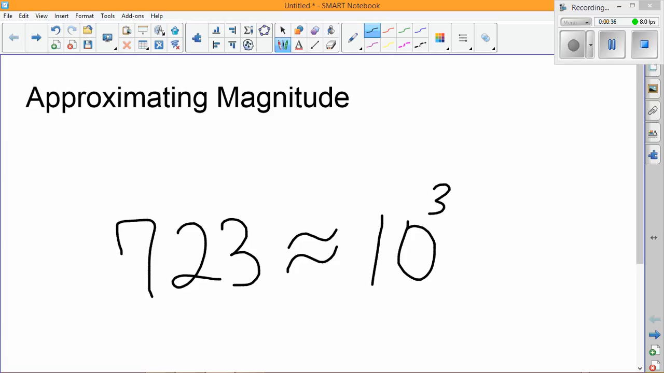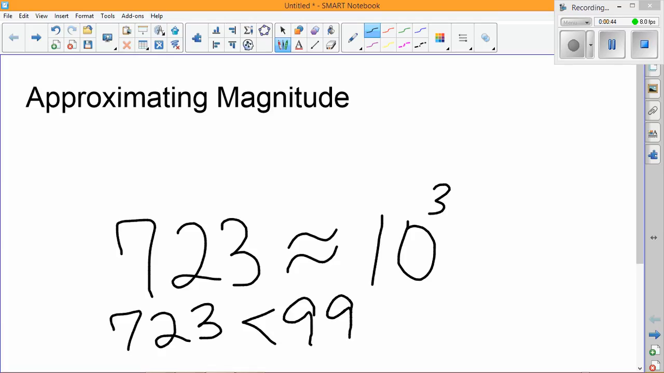And 10 to the third power definitely exceeds 723 because we know that 723 is smaller than 999, and we know 999 is a little bit smaller than 1,000, which is 10 to the third power. So basically, the rule that we learned is if we count up the number of digits in the number, which is 723, the smallest power of 10 which will exceed 723 is 10 to the third, because we have 1, 2, 3 digits.